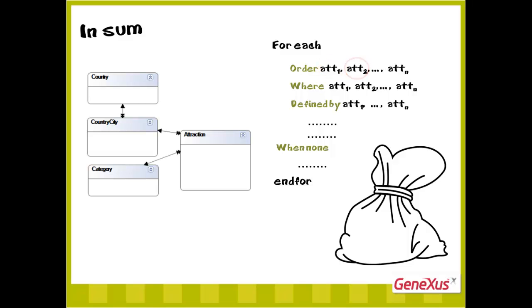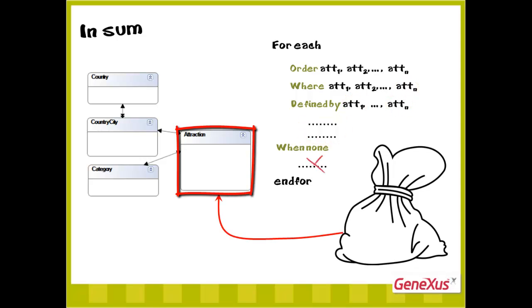In sum, all the attributes participate equally in determining the base table, except for those of the when none, if any. So each attribute present in the for each, and not in the when none, will physically belong to the base table, or some other table of the extended table. The only restriction appears with the defined by clause. There, it will not be possible that, belonging to the extended table, none of the attributes belongs to the base table.